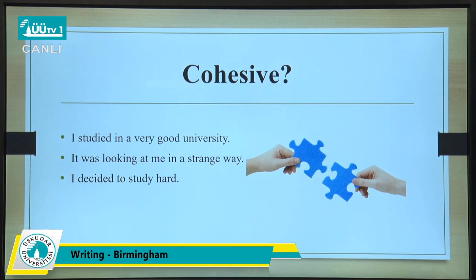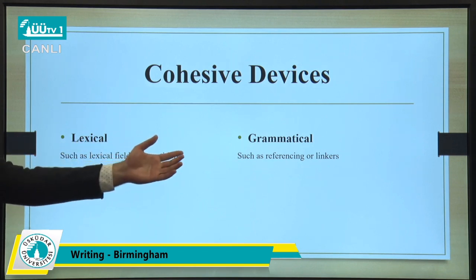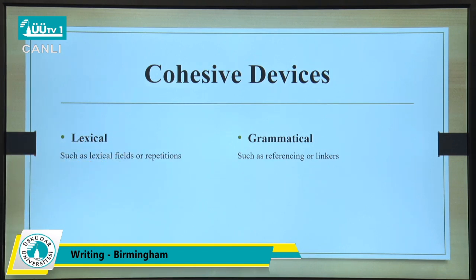So, how is cohesion usually administered? How is cohesion earned within the composition of an essay? There are two different categories when it comes to cohesion: lexical cohesion and grammatical cohesion. So, how are they different?